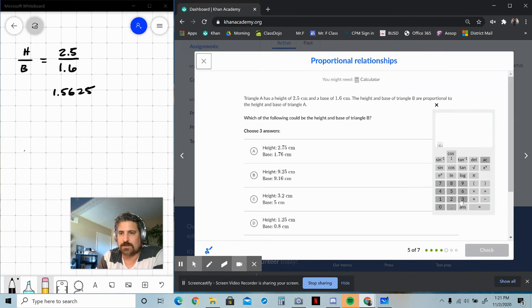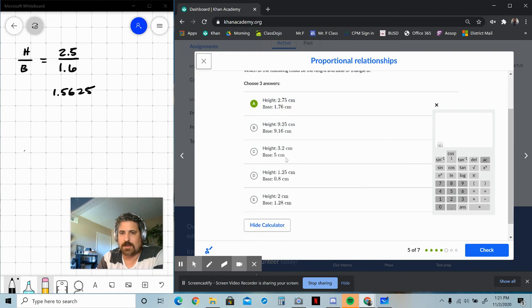So 2.75 divided by 1.76. That's good. That works. Okay, the next one: 9.25 divided by 9.16. I mean, this is obvious. It doesn't work. Not going to work at all. The next one's going to be 3.2 divided by 5. And that's not going to work at all.